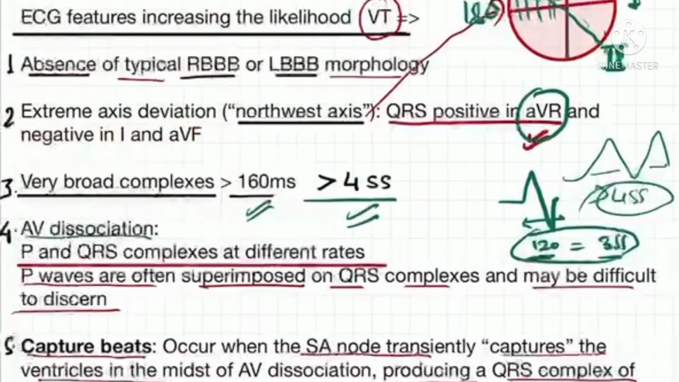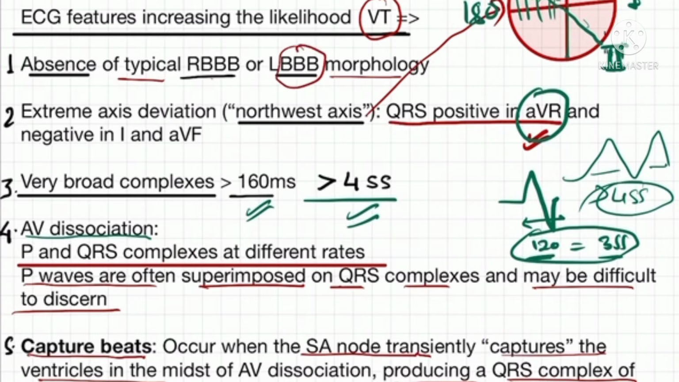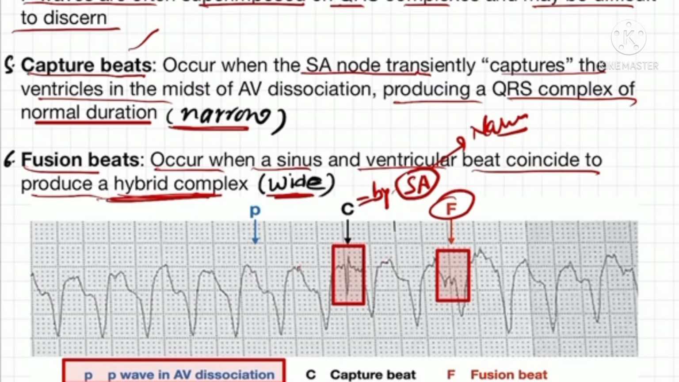From the start, we just see 10 points. First is the absence of any RS or any bundle branch block. Second is extreme axis deviation. Third is very broad complex tachycardia, that is more than 4 small squares. Fourth is AV dissociation. There is no P and QRS complex synchronization. And 5 is capture beats. 6 is fusion beats.